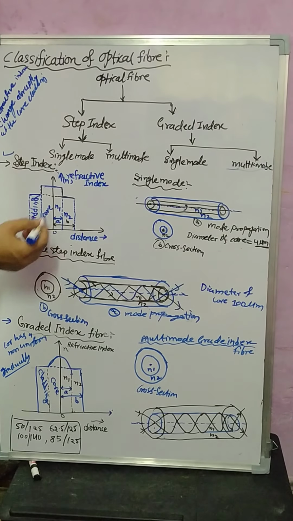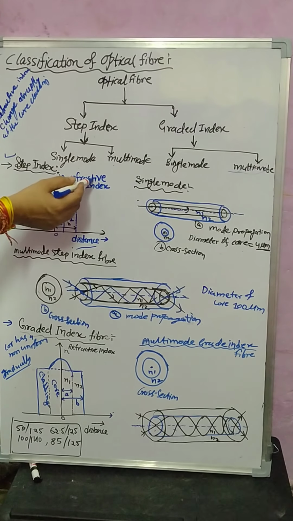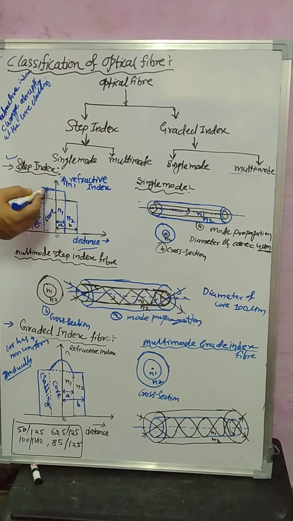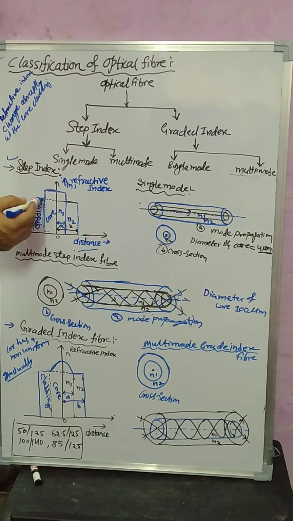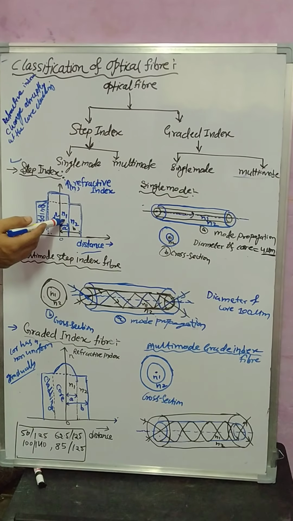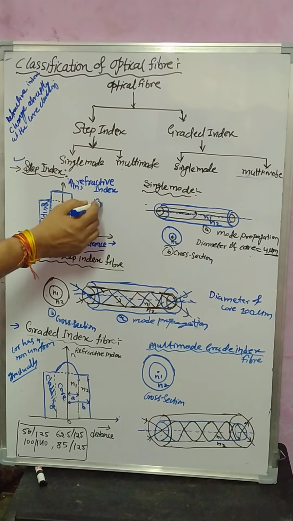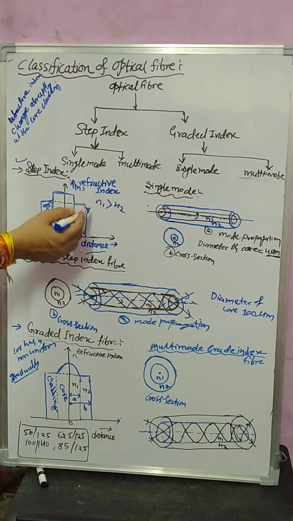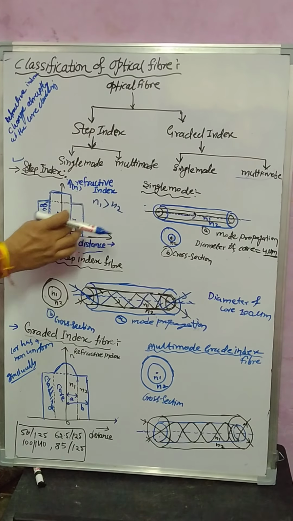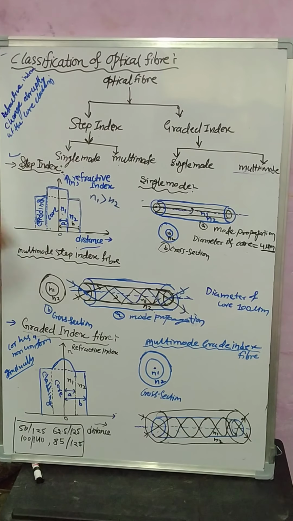Okay, the diagram here. The x-axis is the distance and the y-axis is n. n means refractive index. Look at this diagram, such as core and cladding. n1 is the refractive index of the core and n2 is the refractive index of the cladding. In the optical fiber, n1 greater than n2 fulfills the condition, and the radius a is for the core and radius b for the cladding.